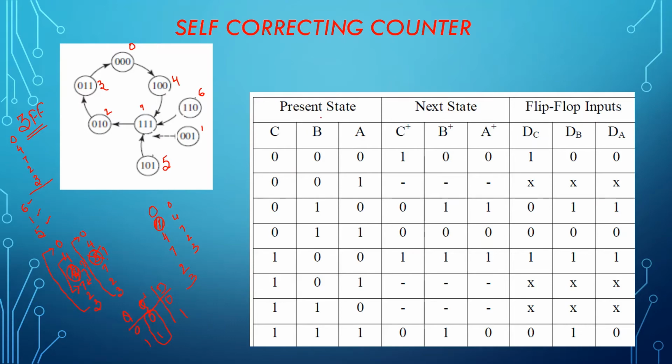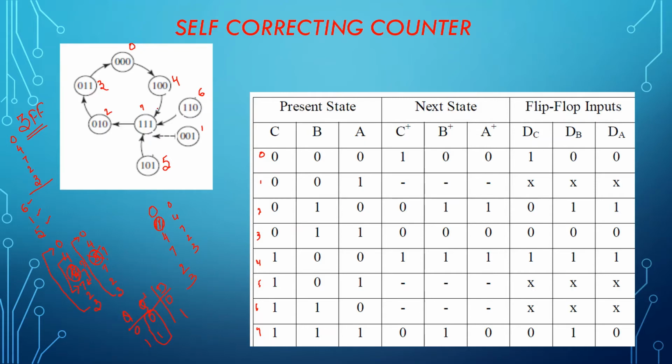So for the present state, I'll write my normal sequence. I'll write the count 0, 1, 2, 3, 4, 5, 6 and 7. Done. After 0, what should be the next count? After 0, the next count should be 1, 0, 0. So you write 1, 0, 0. After 0, 0, 1, do you have 0, 0, 1 occurring here? No, I do not have 0, 0, 1 occurring here. So there will be no next state, so write it as a dash. Next count is 0, 1, 0. After 0, 1, 0, what's the next count? It is 0, 1, 1. So write 0, 1, 1 here. Next is 0, 1, 1. After 0, 1, 1, what's the next count? 0, 0, 0. So write it as 0, 0, 0.